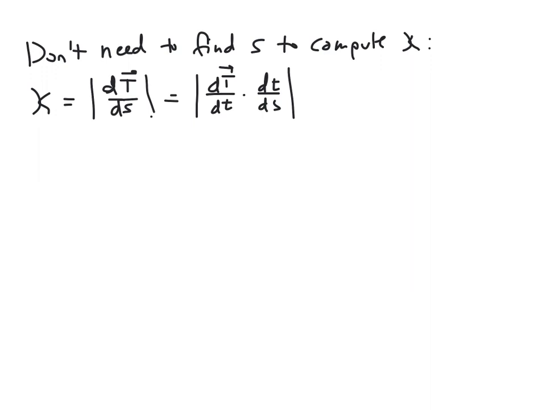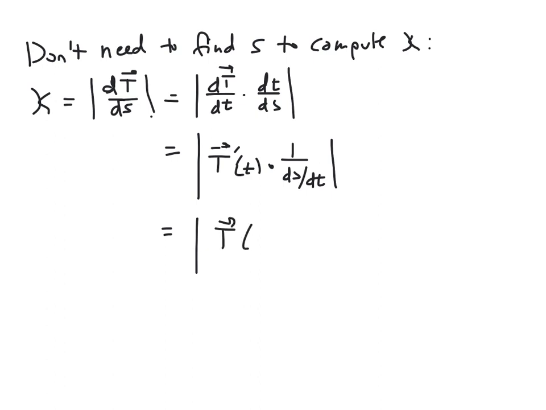Well, the first quantity in this product is just the derivative of the unit tangent vector T with respect to the parameter t. And dt/ds we can think of as 1 over ds/dt. I can just flip that around. And so this is equal to T prime of t times 1 over r prime of t.